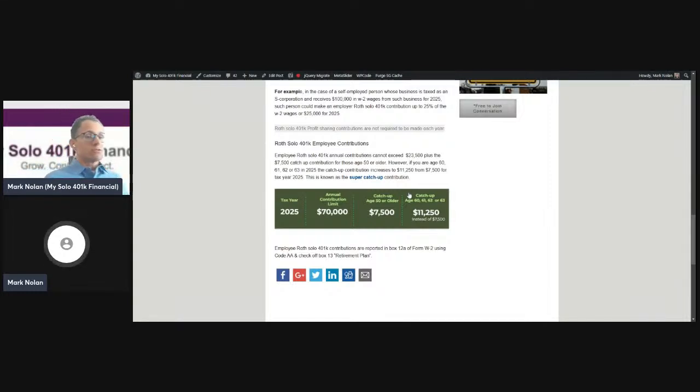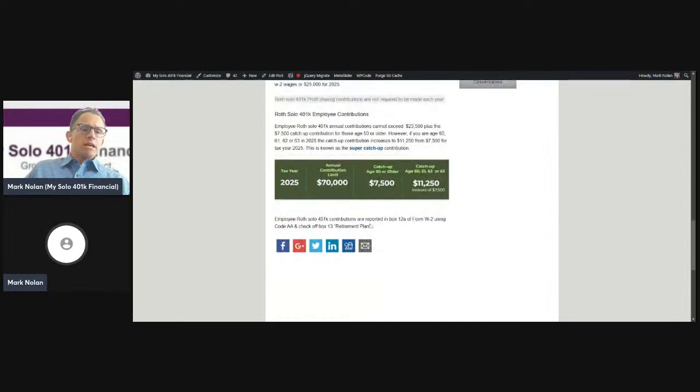No, you can't also do the $7,500. It's either the $11,250 or the $7,500 for those who are age 60, 61, 62, or 63. And those who are age 50 or older qualify automatically for the $7,500 catch-up contribution. The reason we lumped the catch-up contributions under the employee contribution category is because it's technically an employee contribution as well.